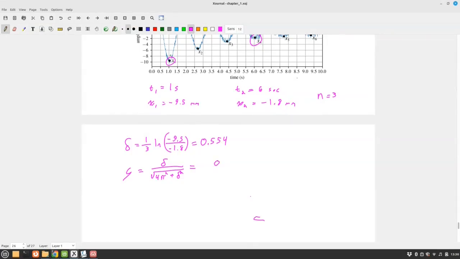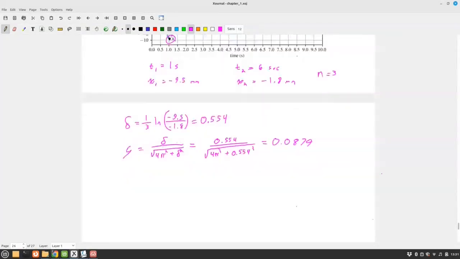So that's going to equal about 0.554 over the square root of 4 pi squared plus 0.554 squared, which is equal to 0.0879. And so that's going to be a unitless number.